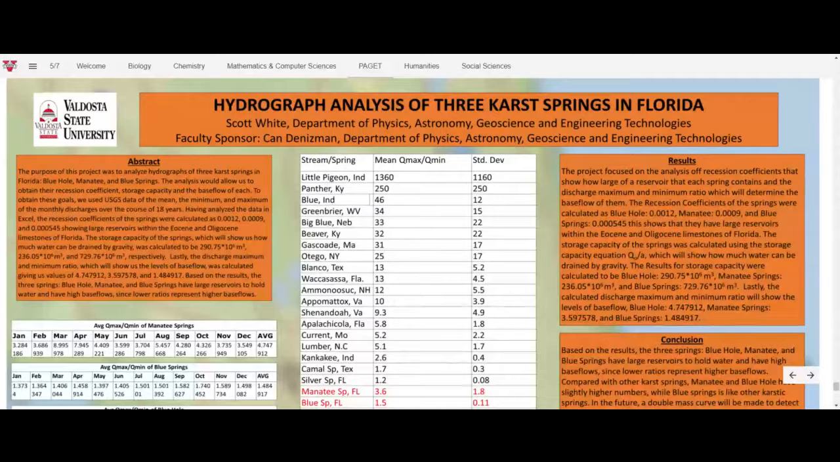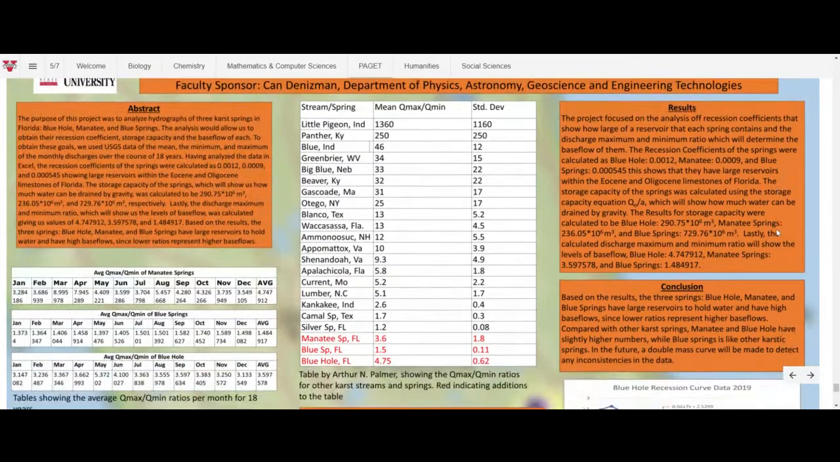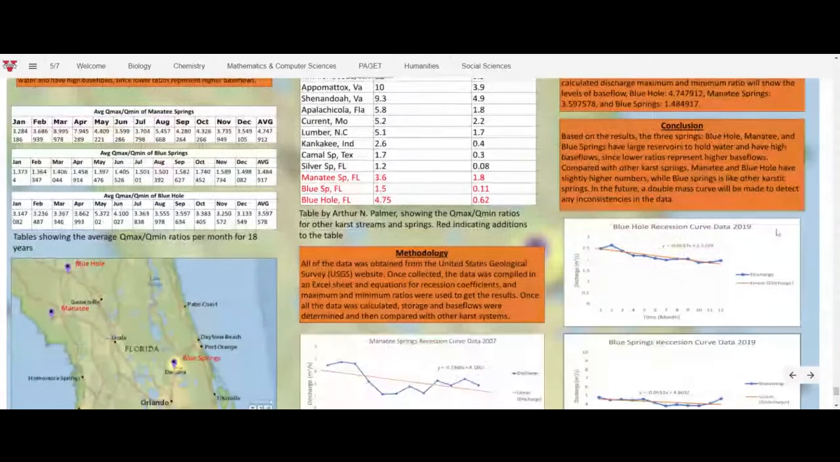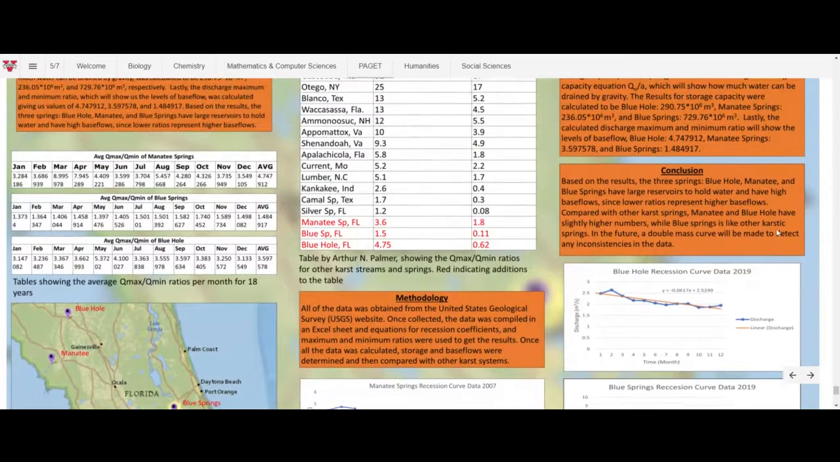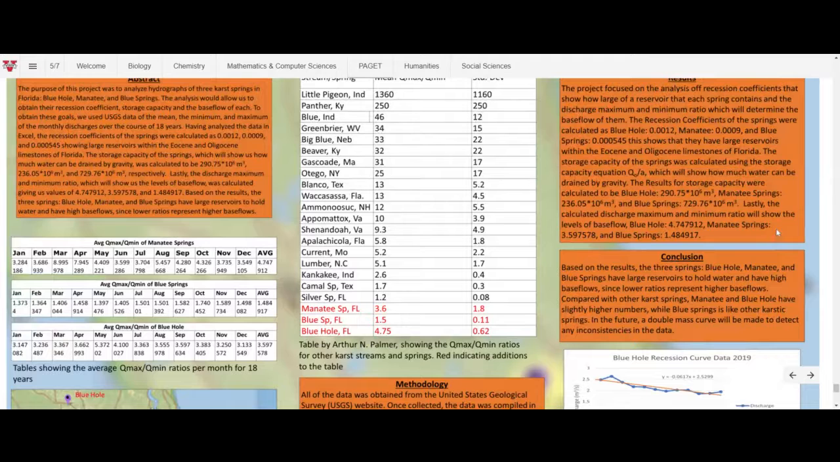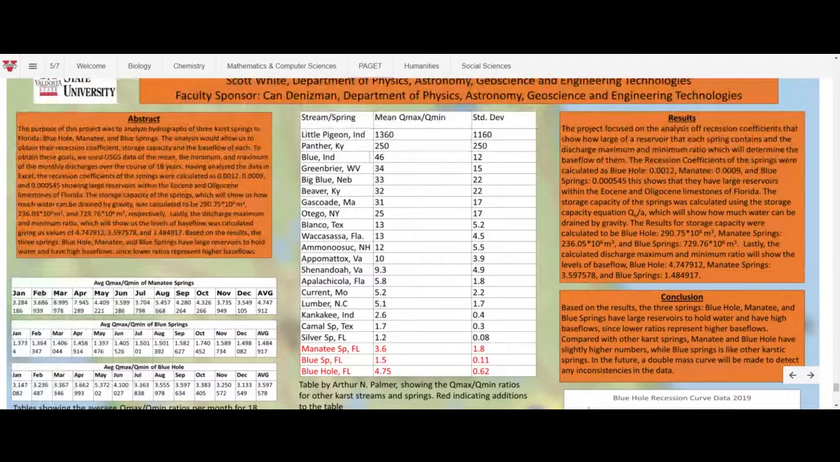Hi, I'm Scott. For my poster, I was analyzing hydrographs of 3 karst springs in Florida. We worked on Blue Springs, Manatee Springs, and Blue Hole Springs. The analysis we did was to find the recession coefficients, the storage capacity, and the base flows. The recession coefficients help us decide how much water a spring can hold. Storage capacity is about the same thing. We use the recession coefficients to help us find the storage capacities.